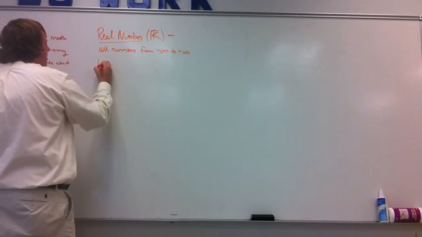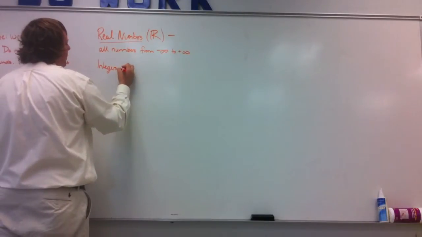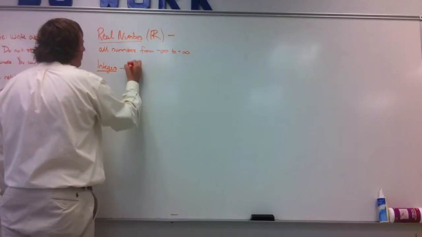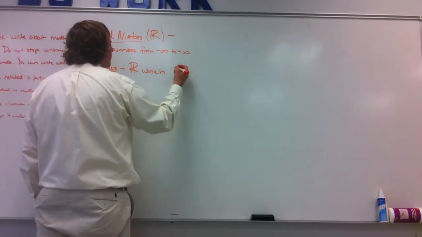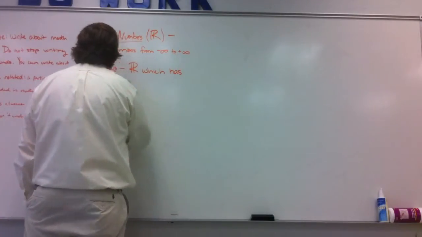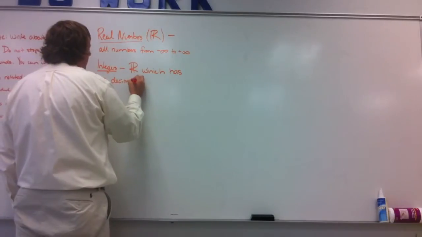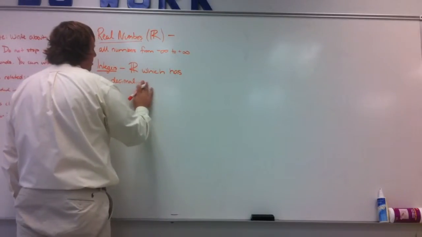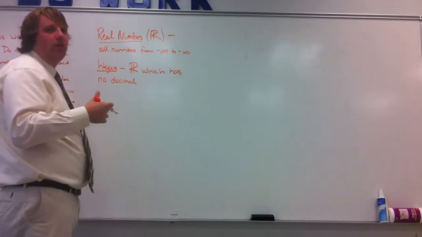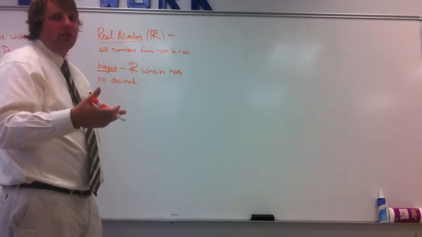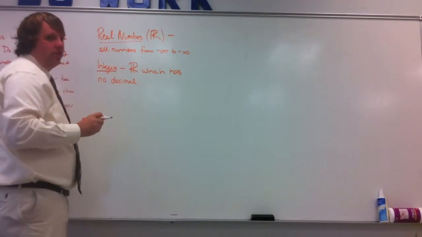Our next definition is integers. Okay? And an integer is a real number which has no decimal. Okay? Basically, it's a real number which doesn't have a decimal, or it's like 3.0. Okay, 0, doesn't matter. 3. Okay, that's an integer.